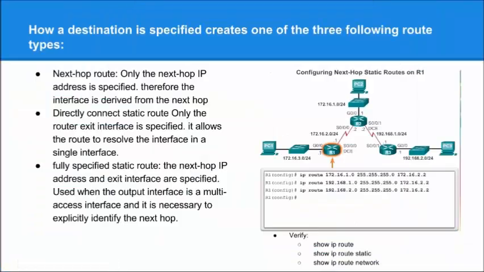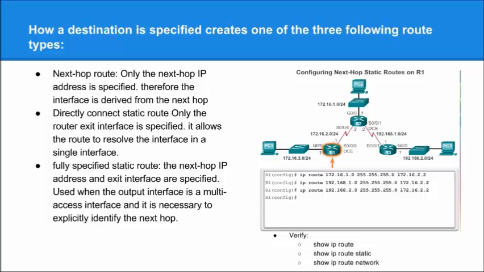Depending on how the destination is specified, there are three types of routes. The first one, next hop route, only uses the IP address for the next hop. It doesn't care about the exit interface. The directly connected static route only cares about the exit interface and doesn't care about the IP address of the next hop. The fully specified static route uses the next hop IP address and the exit interface for the packet to be forwarded.